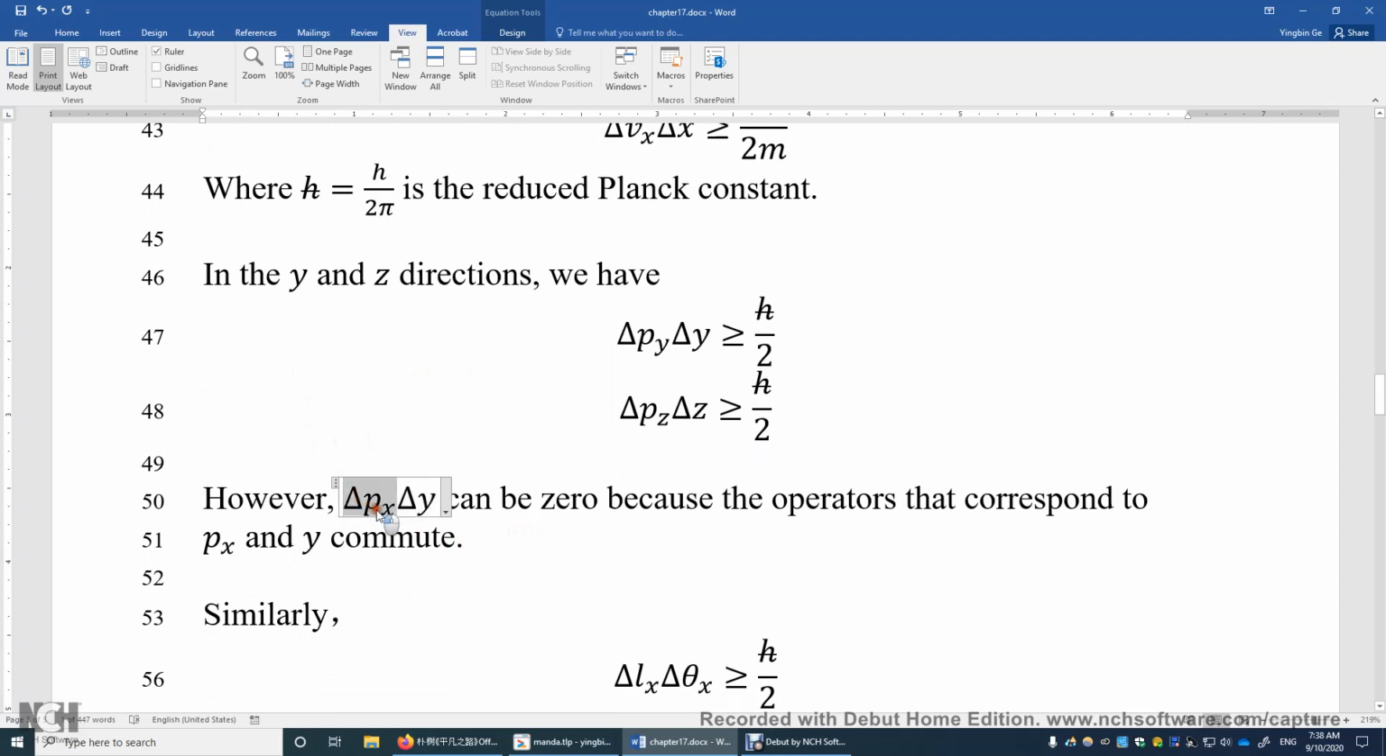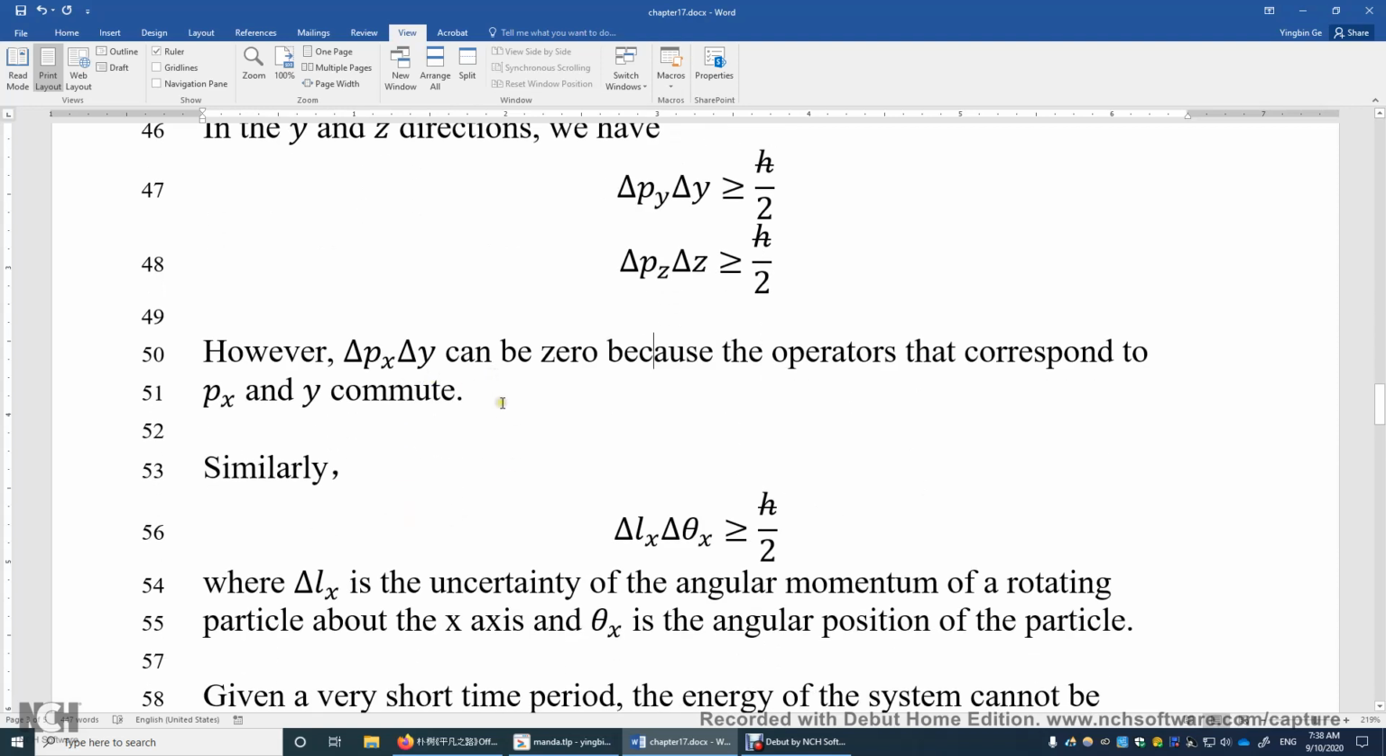However, we can measure the momentum in the x direction and the position in the y direction simultaneously and exactly. So these two uncertainties, if you multiply them together, it can be 0 because these two operators, the momentum operator in the x direction and the position operator in the y direction, they do commute. So we can prove this. Again, they do commute because y does not depend on x, x does not depend on y. All right, so in that case, again, you can measure the momentum of a particle in the x direction and its position in the y direction simultaneously.